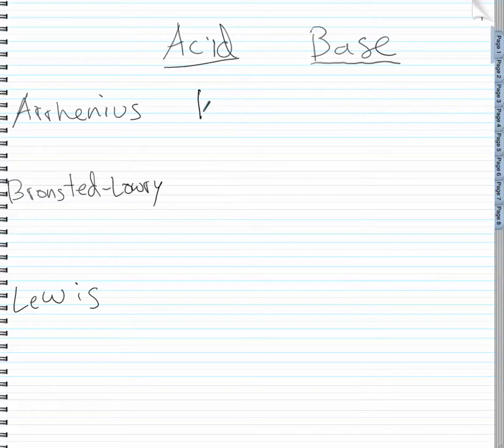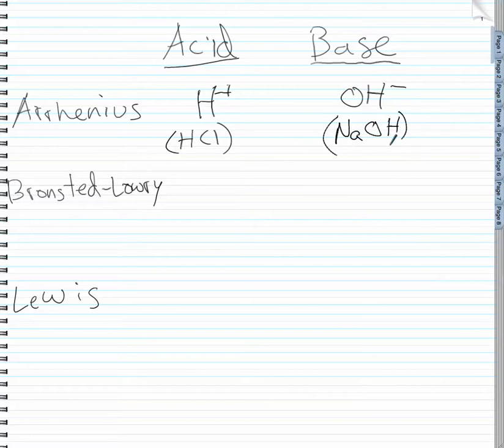There is a guy named Arrhenius who said that an acid is something that has H+, a base is something that has OH- in it. Okay, so an acid for Arrhenius is something like hydrochloric acid, HCl, where it has this H plus that it can donate. And then a base for him is something like sodium hydroxide, where it has that hydroxide available as well.